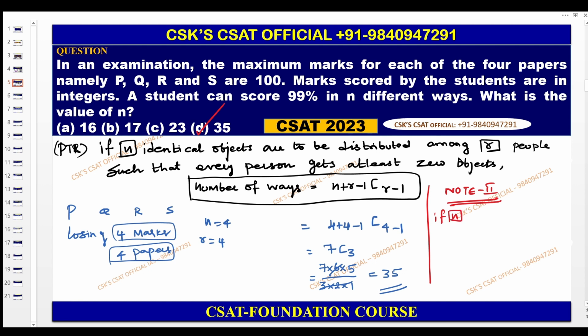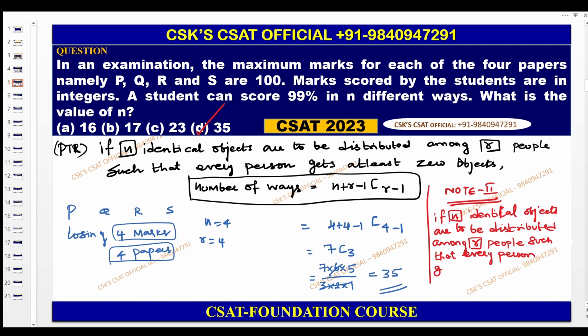If n identical objects are to be distributed among r people such that every person gets at least one object, then the number of ways is equal to n minus 1 C r minus 1. Take this note. This is a very important note.